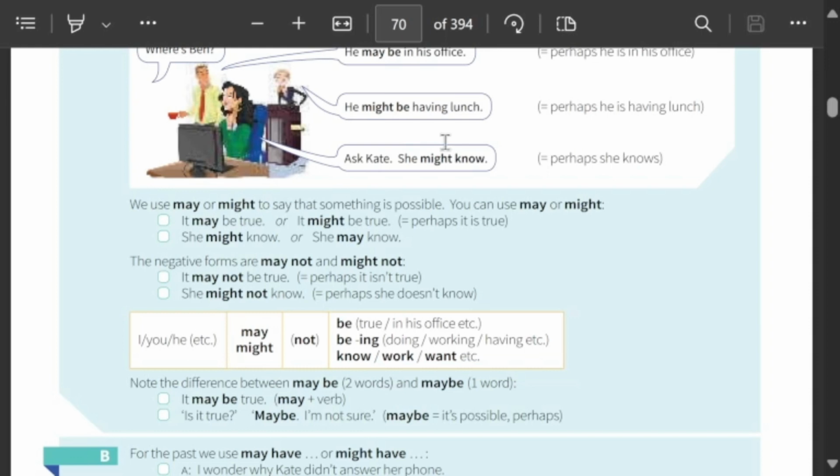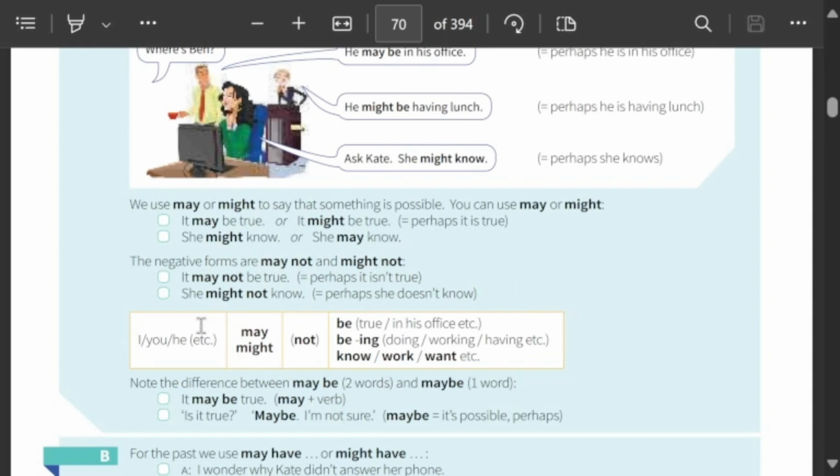She might know or she may know. Both are okay. Both give the same meaning. Perhaps she knows. The negative forms are may not or might not. Okay? It may not be true. Perhaps it isn't true, you see? She might not know. Perhaps she doesn't know. Both of these. 4 options, you see?